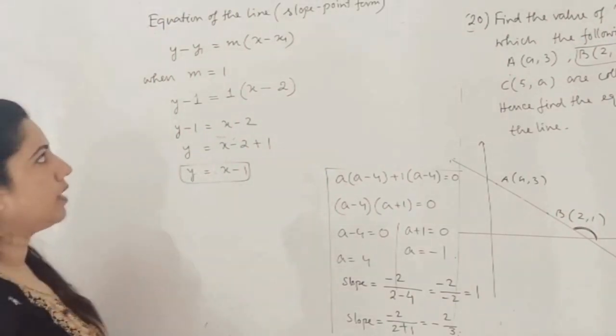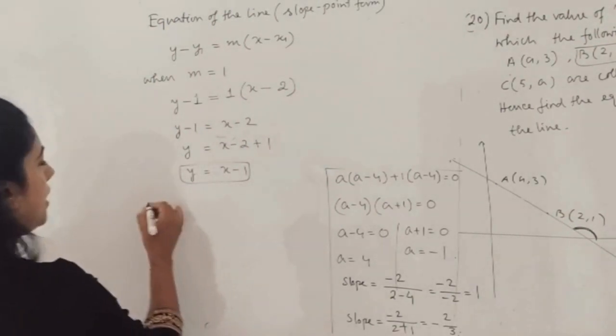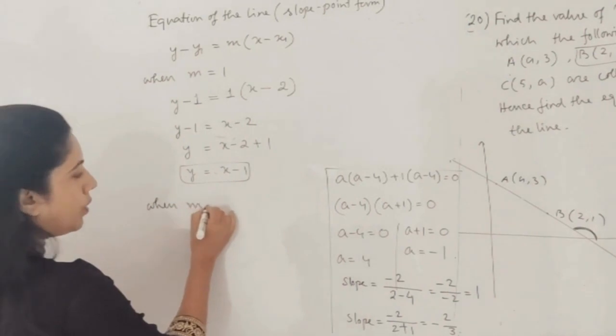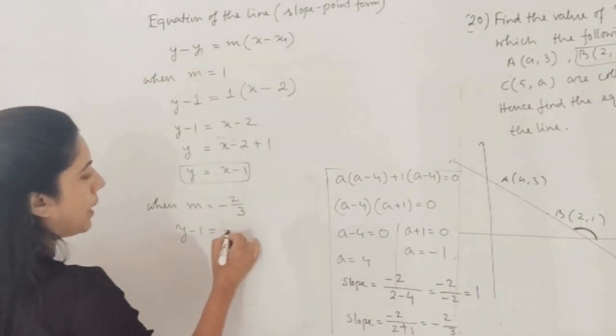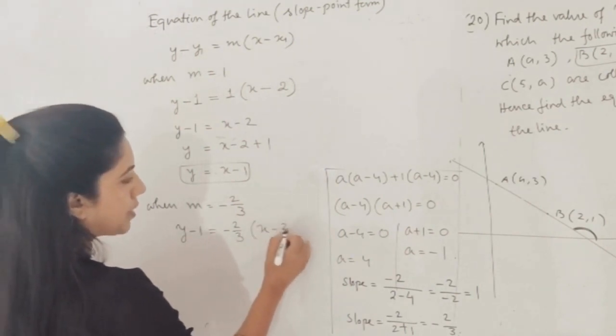This is the equation of the line when m is equal to 1. Another thing, when m is equal to minus 2 by 3, then it will be y minus 1 is equal to minus 2 by 3 whole into x minus 2.